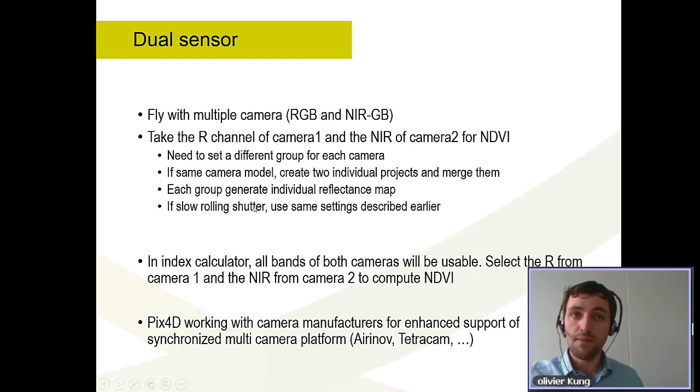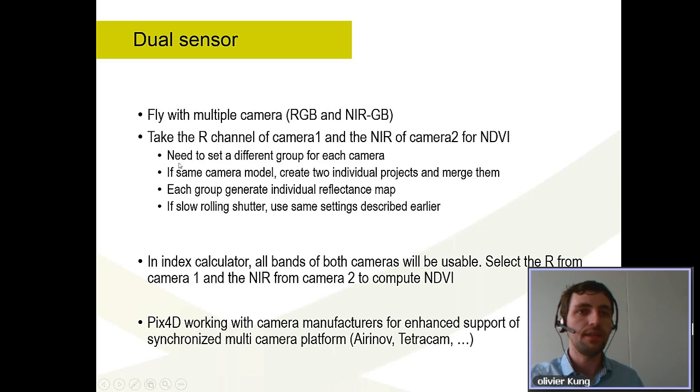So for example, what you could do is put 2 cameras on a UAV, one which would be an RGB camera, and the other would be an infrared, green and blue. Basically, you would take the red channel of the camera which provides RGB, and you would take the near-infrared of the second camera, which does infrared, green, blue. To do so, I will quickly go into the different steps and then show them.